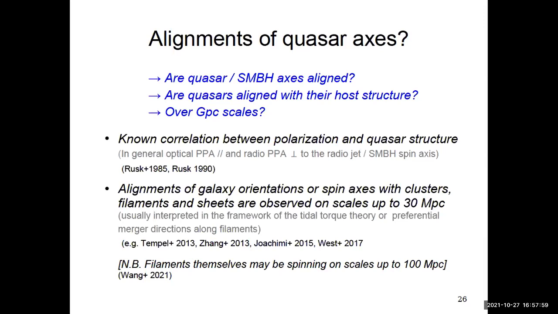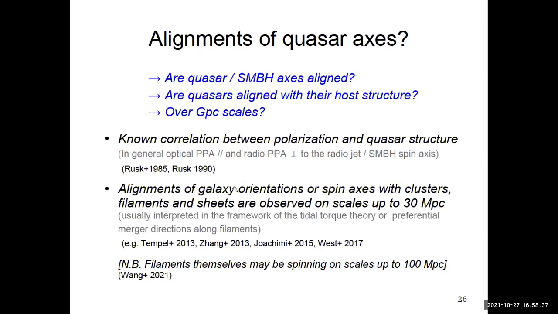So it's interesting to see if there is also alignment of quasar axes with respect to each other, if they're aligned to the host structure, and if this occurs on very large scales. This is based on the fact that there is a known correlation between the polarization and the quasar structure, as we have already seen for radio quiet, but it also occurs for radio loud quasars. So in general, the optical polarization angle is parallel to the radio jet, while the radio polarization angle is most often perpendicular to the radio jet.